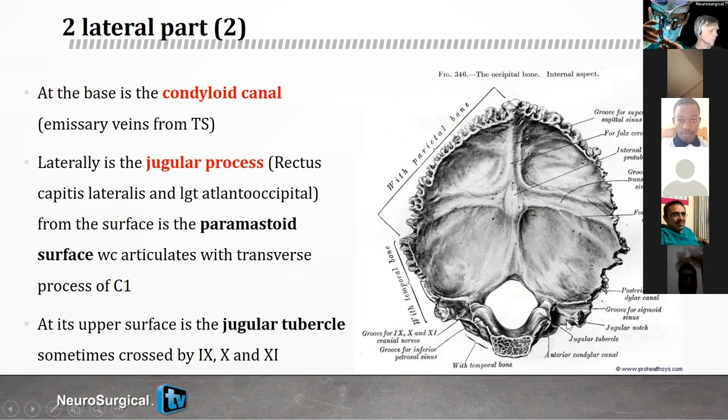Laterally, we have the jugular process, which gives insertion to the rectus capitis lateralis and the atlanto-occipital ligament. This surface is the paramastoid surface, which articulates with the transverse process of C1.